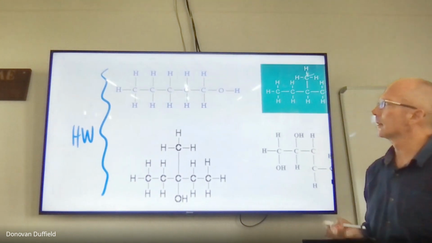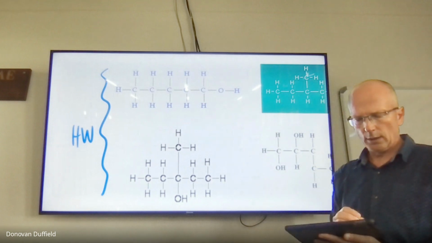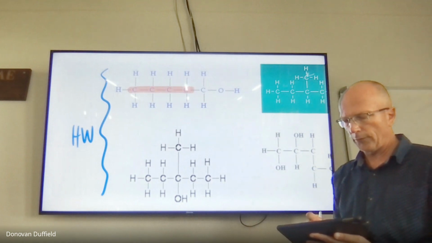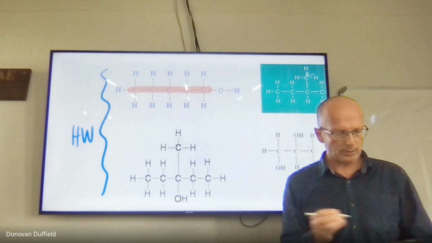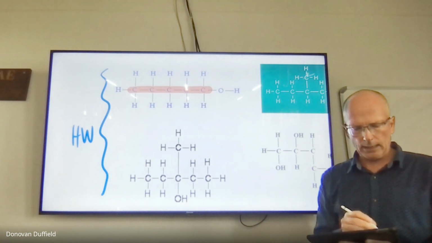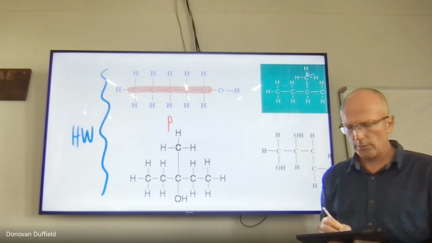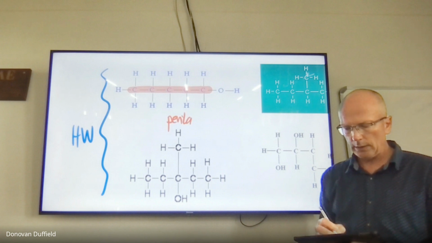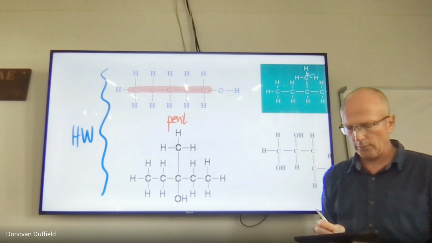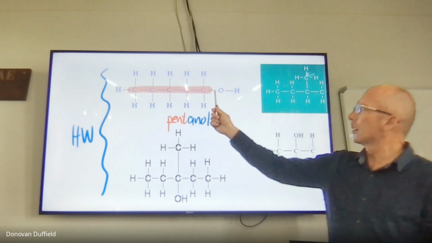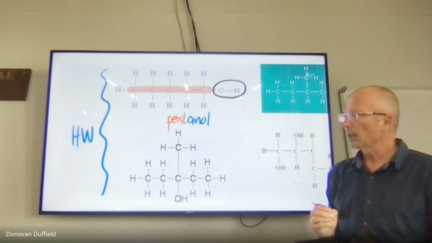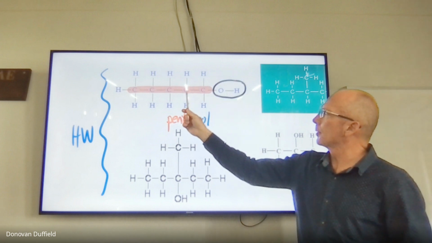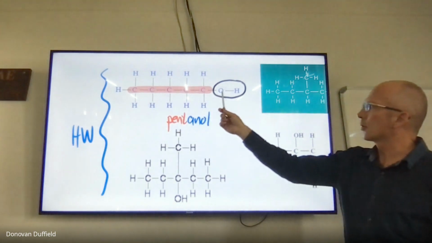Right, next. If we look at this alcohol molecule, the longest chain has 1, 2, 3, 4, 5 carbons. So this is going to be pentanol. There's one hydroxyl group, so this is going to be pentanol. Sorry, let me just stick with my convention. Pentanol. Now, this hydroxyl group here could have been on carbon 2, carbon 3, but it's on carbon 1.